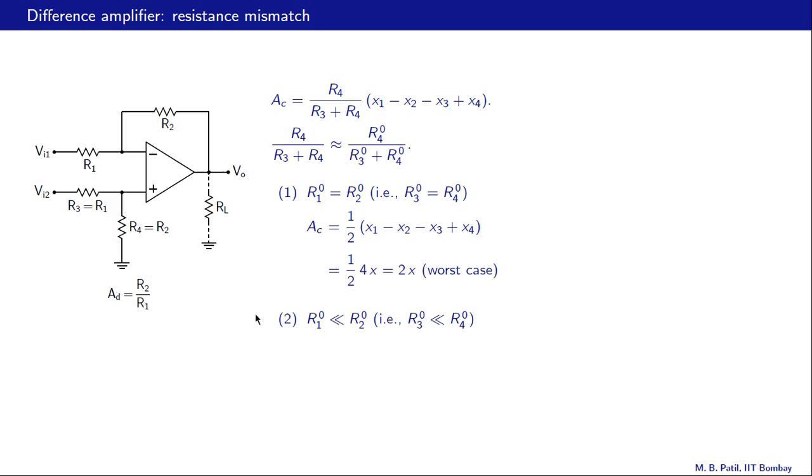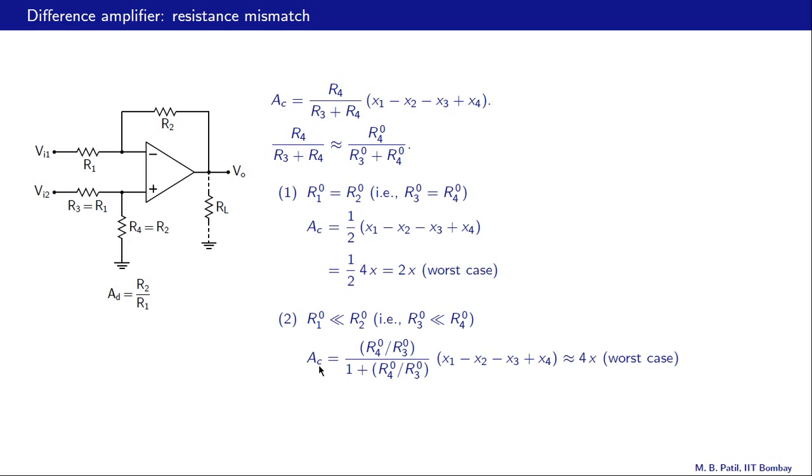Case 2 now, in which R10 is much smaller than R20. So that means this ratio R2 by R1 is much larger than 1. And this of course is a more realistic situation because our difference amplifier has a gain of R2 by R1 and we are likely to make that R2 by R1 large. We continue to use R3 equal to R1 and R4 equal to R2. And therefore if R10 is much less than R20, what it means is R30 is also much less than R40. And now let us see what happens to our common mode gain.